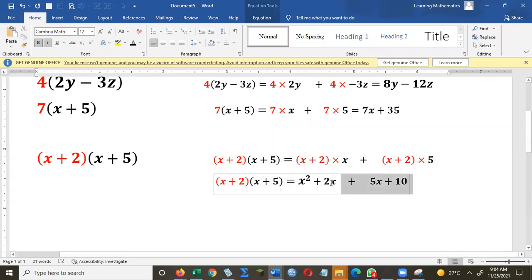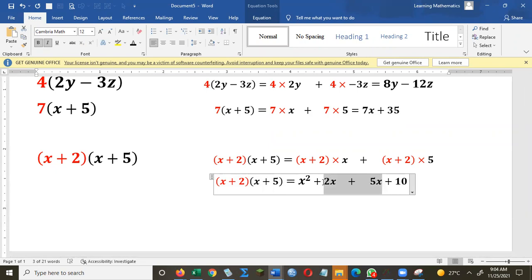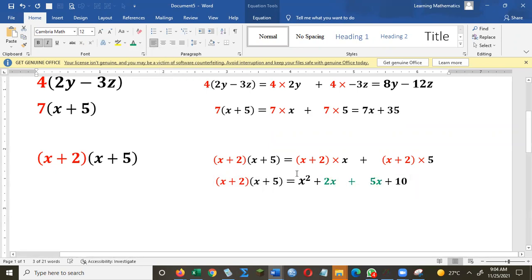And one last step: the two middle terms will always be able to add. They will always be like terms. So one more step is to add the two middle terms. Okay? Yes.